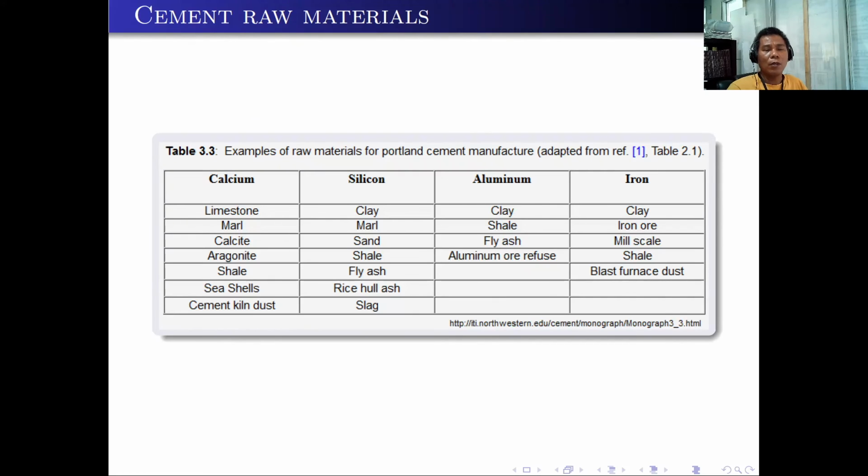How about the raw materials of cement? It's important that you know the raw materials used in the manufacture of cement. Normally, cement is high in calcium, high in silicon, low in aluminum, and low in iron. So normally for calcium, we use limestone, marl, calcite, aragonite, shale, seashells, and cement kiln dust. For the silicon, we can use clay, marl, sand, shell, fly ash, rice ash, and slag. Also for the aluminum, we can use clay, shale, fly ash, and aluminum refuse. For the iron, we can get it from clay, iron ore, or the mill scale or shale.